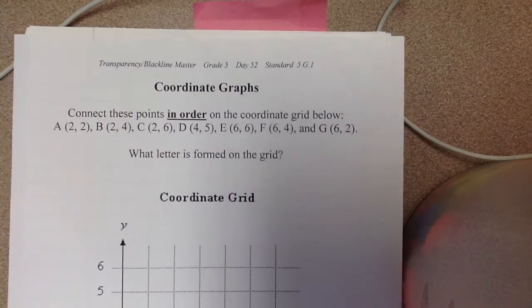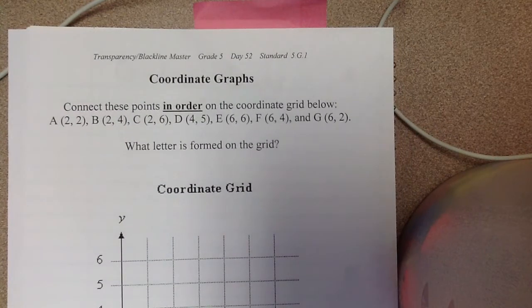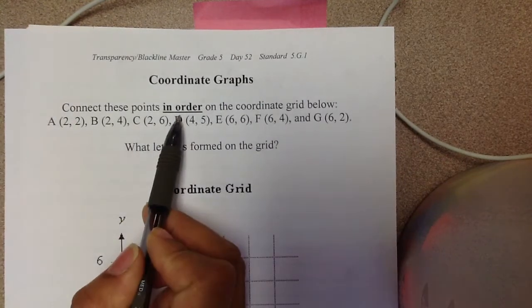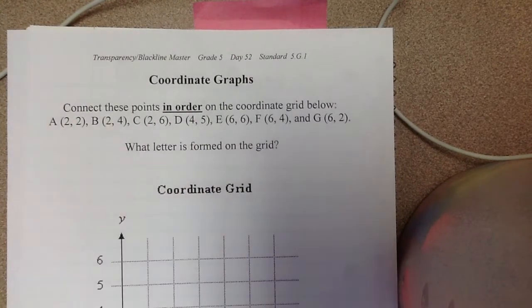And if you remember correctly from yesterday, I told you when you graph coordinate points, your x and your y coordinate, going over for your x, up for your y, and making a dot on your graph, you have to graph them in order. So the first sheet we're going to look at is this one right here, coordinate graphs. And it says connect these points in order on the coordinate grid below. And it tells in order so that we can correctly identify what it is it wants us to identify.